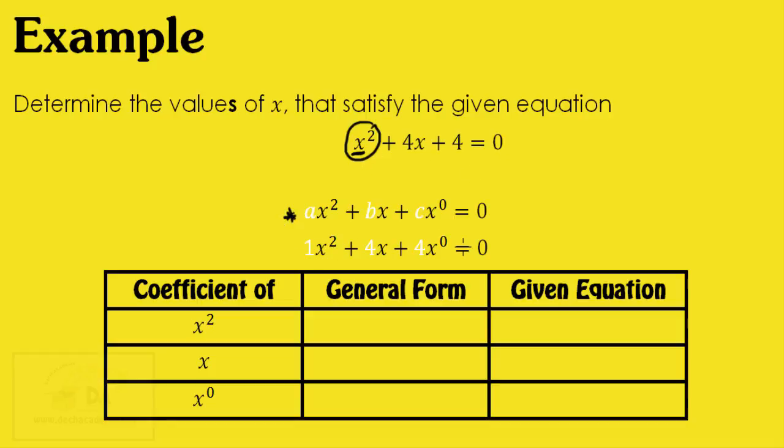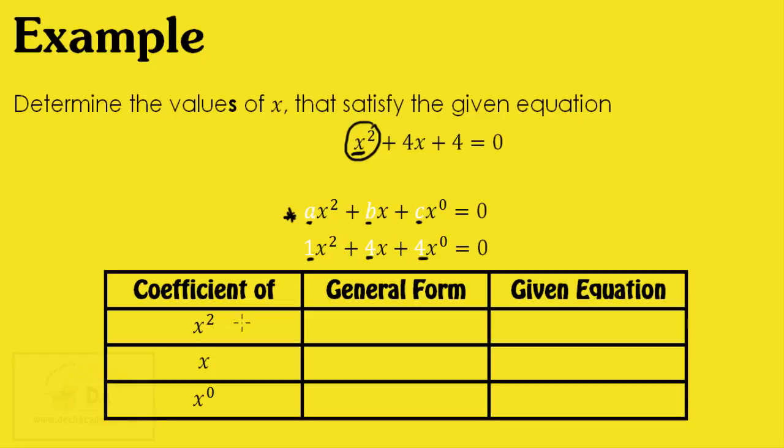I've just rewritten this equation in this form so that you can easily identify the a term, the b term, and the c term just by comparing the coefficients of the variable x in its different forms. The coefficient of x squared in the general form is a. The coefficient of x in the general form is b. The coefficient of x to the 0 is c. And if you look at the equation we're given, the coefficient of x squared is 1, the coefficient of x is 4, and the coefficient of x to the 0 is 4. So it's very easy to spot that a is 1 for the given equation, b is 4, and c is 4.